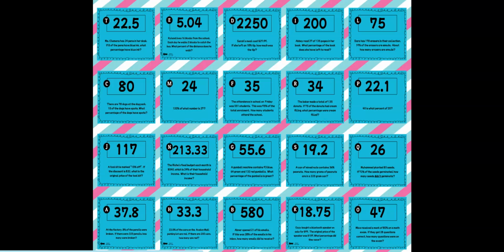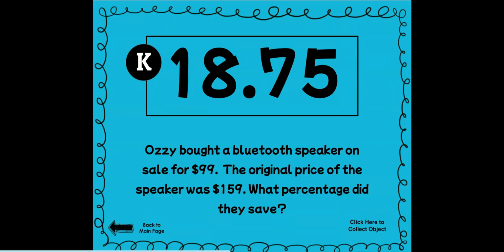So whatever my answer was to the question that I just answered, I then look for that answer on the board. So say I found the answer was 18.75. Then I would click on that card. And there's another question. Ozzy bought a Bluetooth speaker on sale for $99. The original price of the speaker was $159. What percentage did they save? So again, I would answer the question. I would record my workings on the recording sheet that you printed.